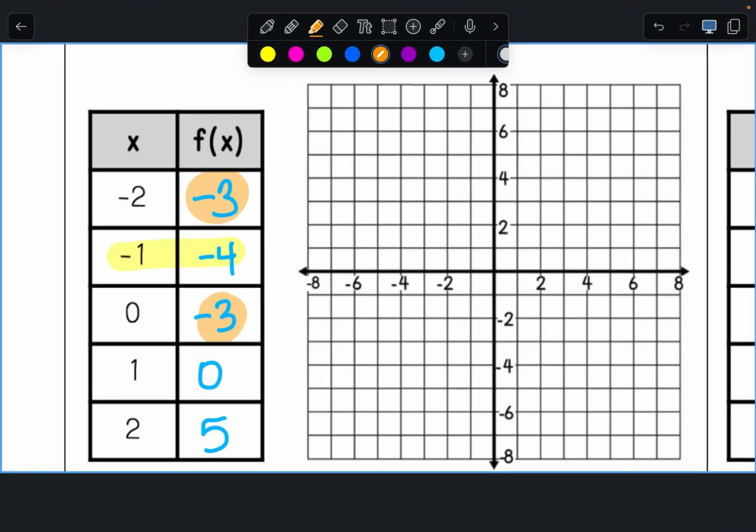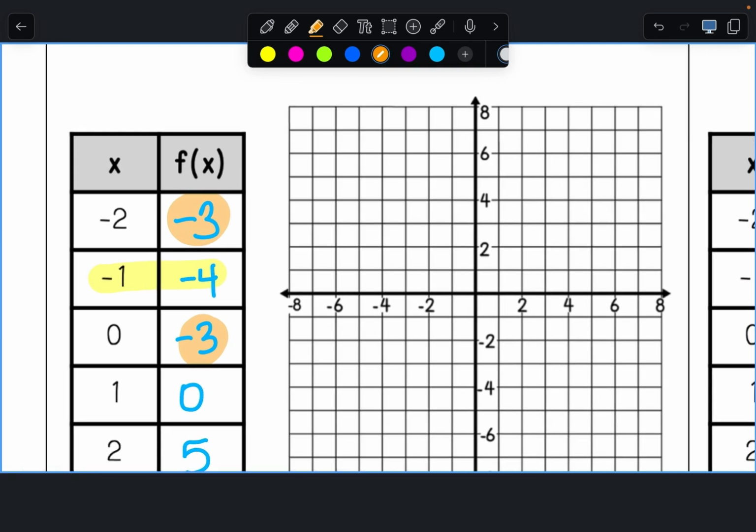So let's go ahead and plot our points. Negative 2, negative 3 down here. Negative 1, negative 4, 0, negative 3, 1, 0, 2, 5. And remember, this is the turning point. It's the curve. So right now it looks like a J, but remember it has to be a U. So just make it and turn it into a U shape. I'm waiting.